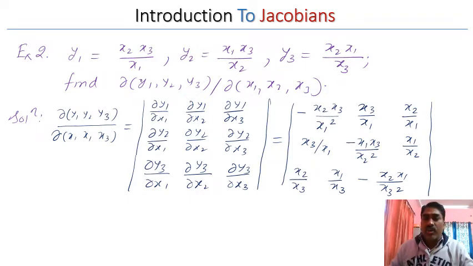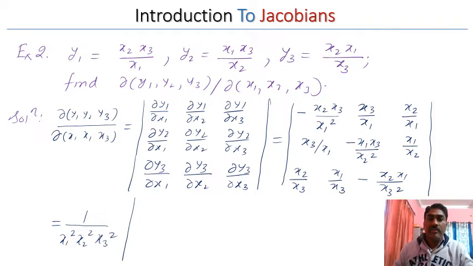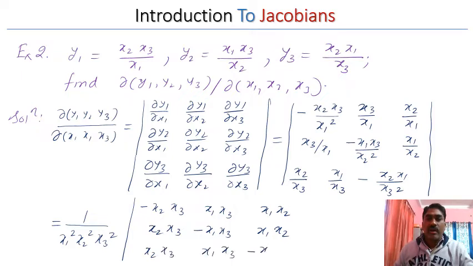So you know how to solve the determinant, but my suggestion for this question is to take 1 by x1² common from the first row, 1 by x2² common from the second row, and 1 by x3² common from the third row. So we will get 1 by x1² x2² x3², and then the rows: −x2 x3, x1 x3, x1 x2, then x2 x3, −x1 x3, x1 x2, and finally in the third row x2 x3, x1 x3, −x1 x2.